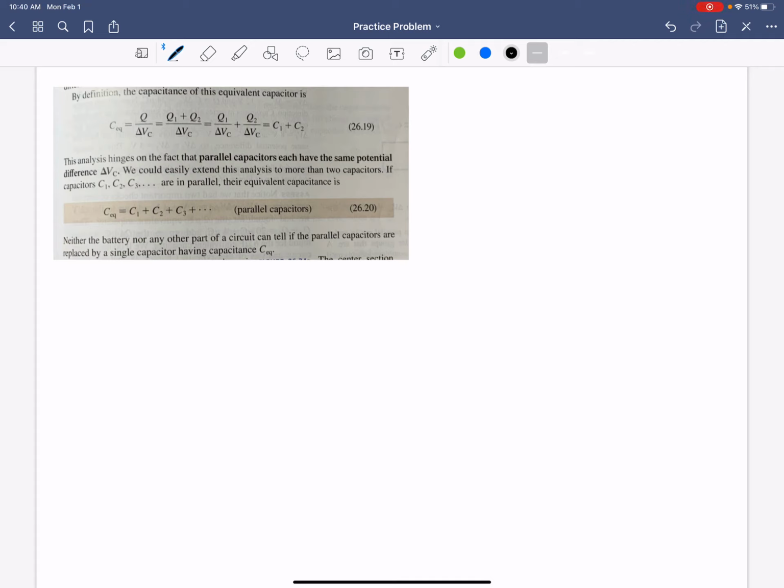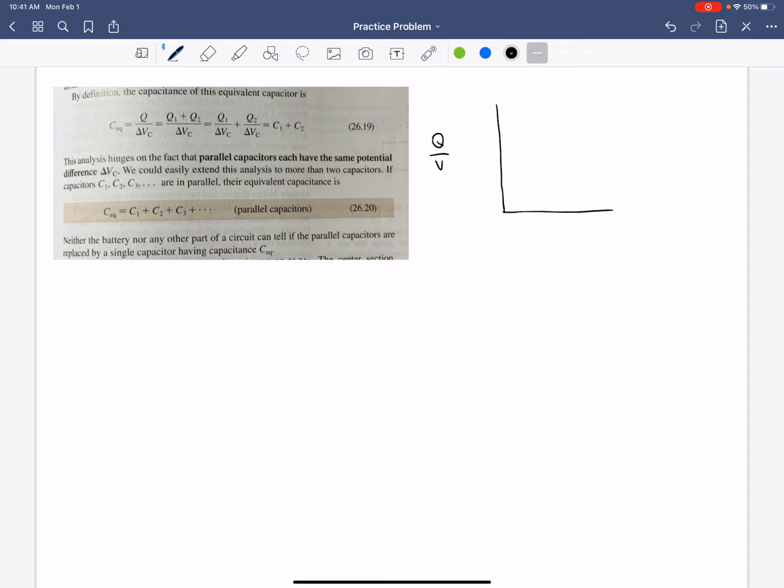So I'm just going to start by reading it. By definition, the capacitance of this equivalent capacitor is... This paragraph is on deriving the parallel capacitor's equation. So this equation right here, we know that to calculate capacitance, it's charge divided by voltage.